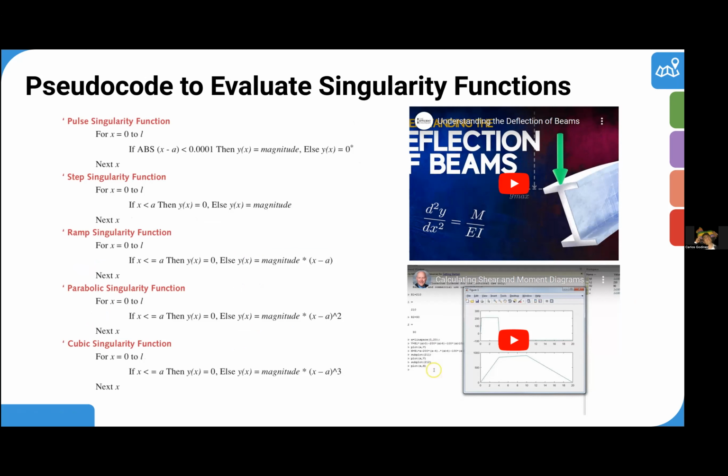But for the pseudocode, if the value inside my bracket is a negative number, the magnitude is just canceled out, it goes to 0. If inside my brackets I have a positive value, it's equal to whatever value is inside that bracket. So it's still X minus whatever your distance is. So you can figure out what your moment arm is for how long you're going across.